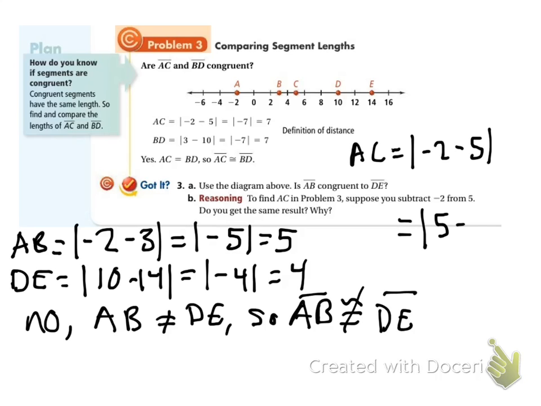5 minus -2? And it is, because what that is doing is CA, and we know that with line segments, AC is equal to CA. That's the exact same line. They're exactly the same. That's why I can use an equal sign. And so yes, that would be an okay way to do it.